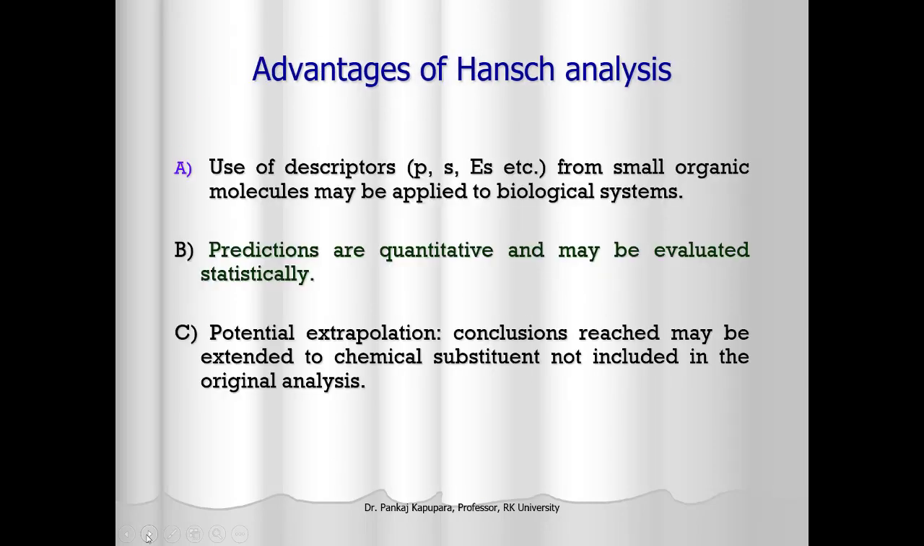Advantages of Hansch methods. In the Hansch method we have used small descriptors like pi, sigma, Es from small organic molecules. It may be applied to the biological system. Predictions are quantitative and may be evaluated statistically. It means whatever prediction is there, it must be like Pa2 value increasing this much, log 1 upon C value increasing this much, MIC value increasing this much. That is quantitative. And conclusions reached may be extended to chemical substituents which were not already included in the original analysis. That is the advantage, and at certain times it is also a disadvantage.